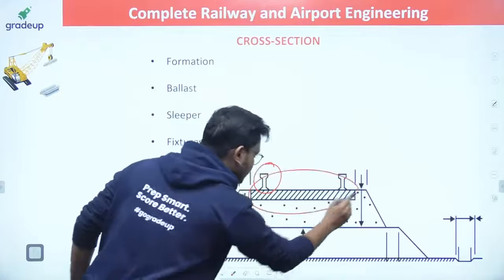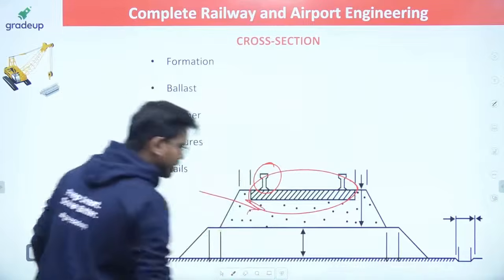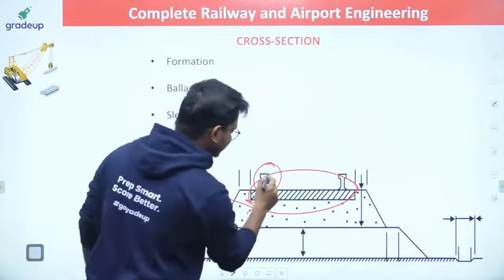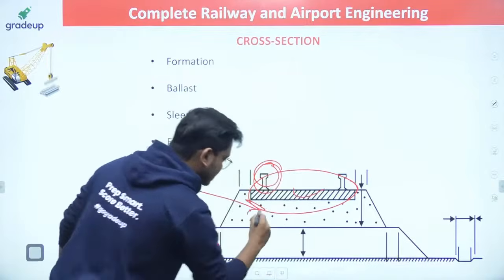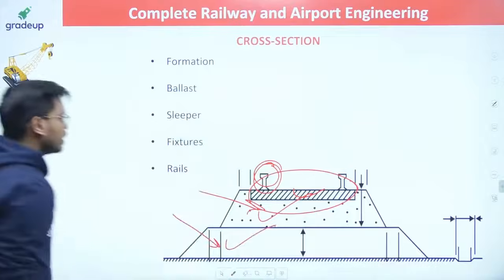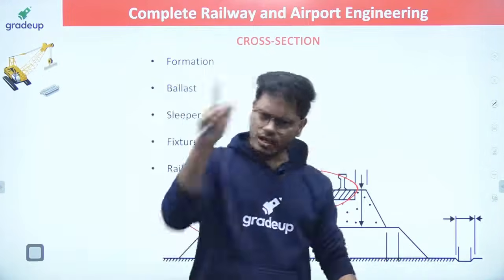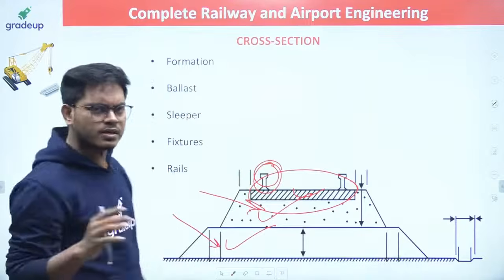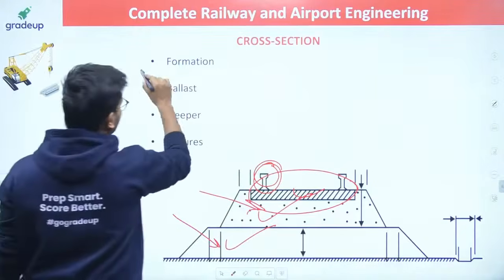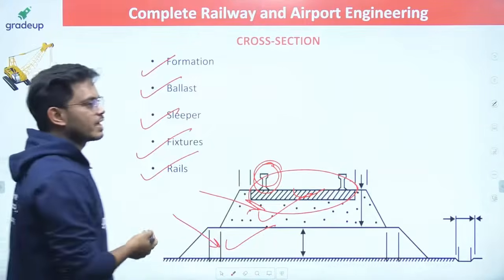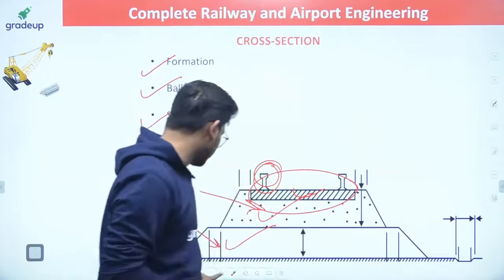And this is your sleeper. This is your ballast and this is your formation. I will again tell you guys, these are your rails, the sleeper, the ballast and the formation. These are the important components in your railway, right? In your complete rail cross section, these are some important components such as your formation, ballast, sleeper, fixtures and rails. Now what are fixtures and fasteners? I will tell you in this session only, don't worry.